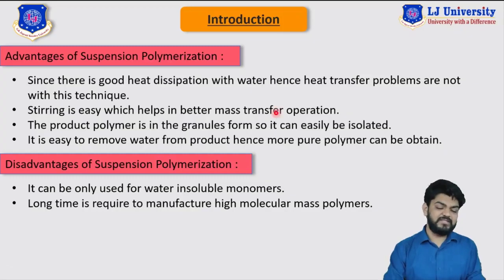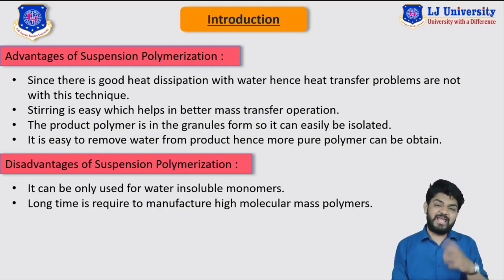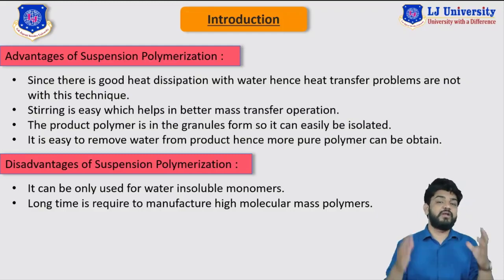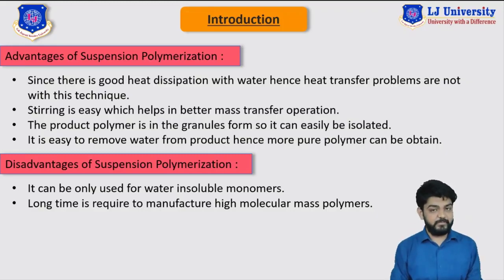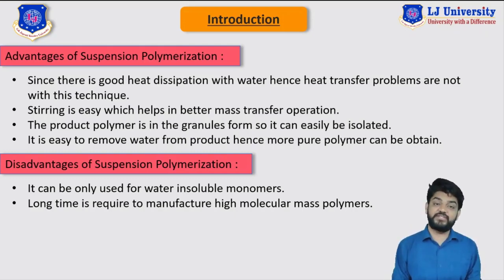Then a long time is required to manufacture high molecular mass polymer. If you want to produce a higher molecular weight polymer, it will require a large amount of time, right? Because this reaction is taking place inside the suspension, the reaction rate is very low and we require more time for the production of high molecular weight polymers. So this is all about the suspension polymerization reaction.